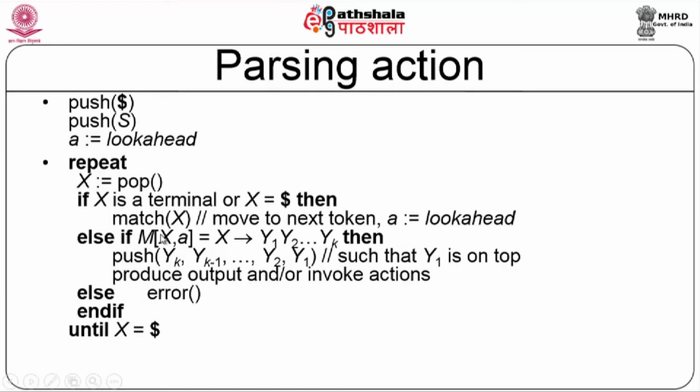You pop x from the stack and you push y1 to yk onto the stack. Remember that the production should be read from left to right, and that is available in the stack from top to bottom. So the topmost symbol should be y1 and the bottommost symbol should be yk. When you read the input from left to right, the same thing is available in the stack from top to bottom. So y1 will be on the stack as the first symbol, which means you have to start pushing from the right symbol onto the stack.